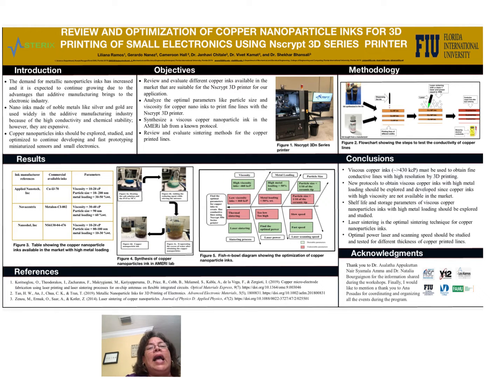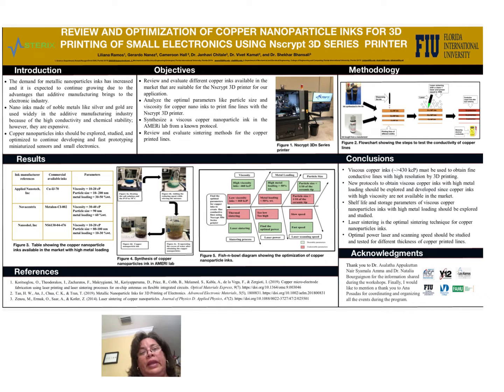Why is viscosity important in a copper ink? Important because if you want to obtain precise lines that are well defined, you need to use an ink with a high viscosity. Also, if you want to avoid double passes during the 3D printing process, you need to use an ink with a high viscosity. In this case, we are recommending a viscosity higher than 460 kilocentipoise. A copper ink with a viscosity lower than that is not going to be suitable for our application.